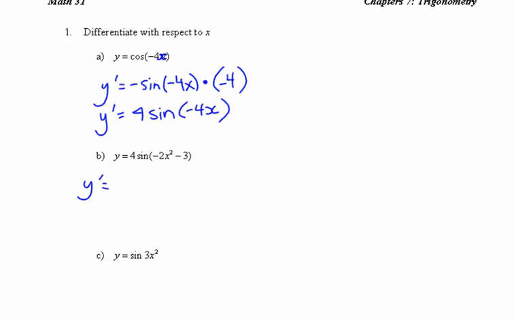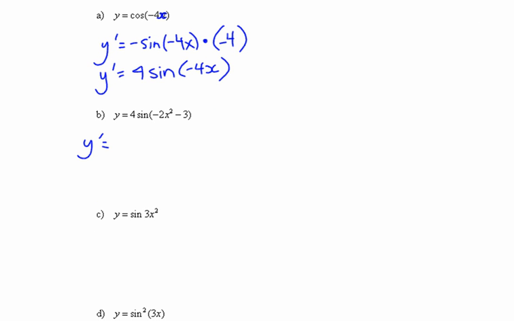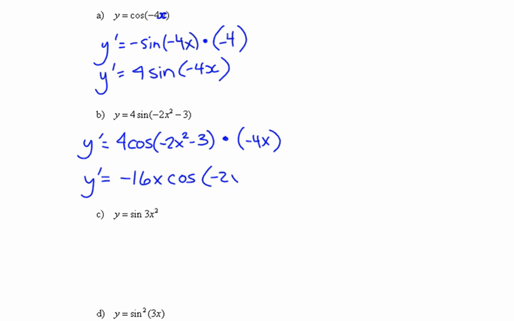Okay, so derivative of 4 sine would be 4 cos. Are you guys with me? Okay, so derivative of sine is cos, right? Sine is going to have the same sign. And then what do we have to multiply by? The derivative of the inside. So we can simplify this. We'll bring that guy out front. Negative 16x cos of negative 2x squared minus 3.